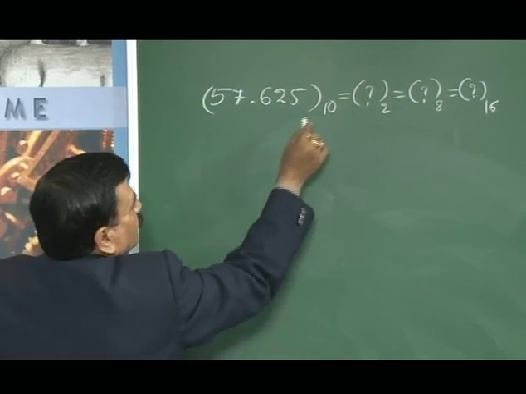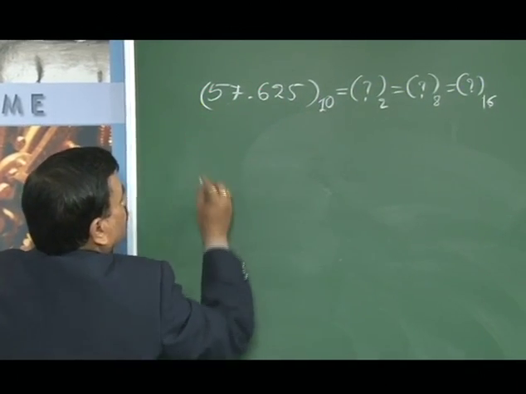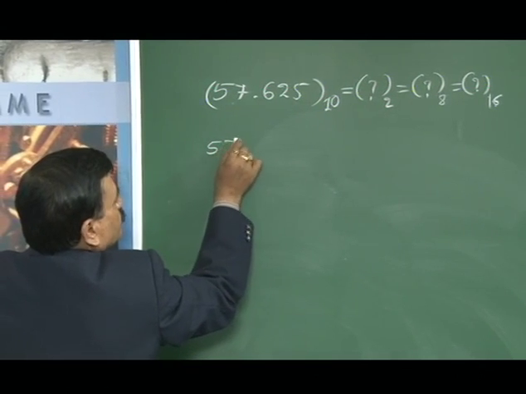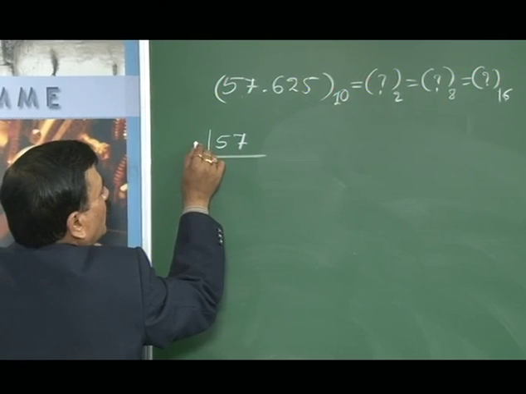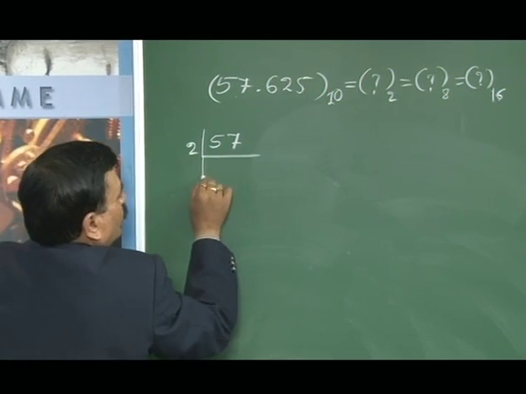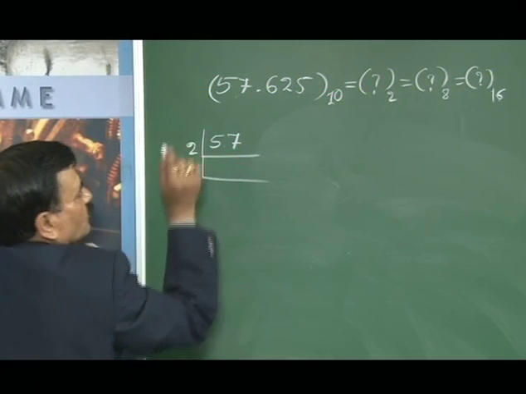Now, 57 must be divided by 2 in order to convert it into binary. So then automatically this is 56.